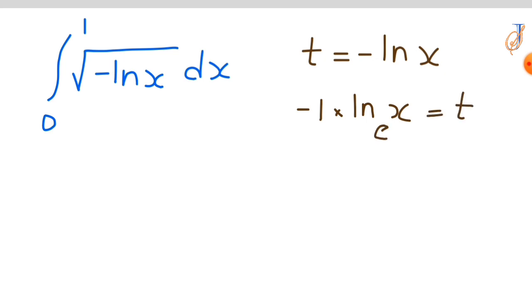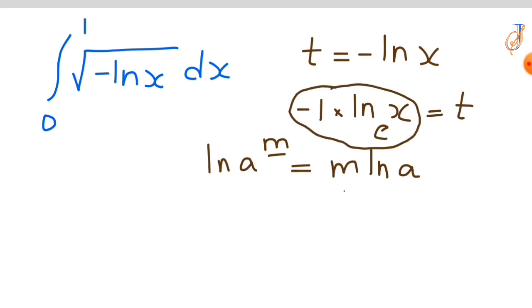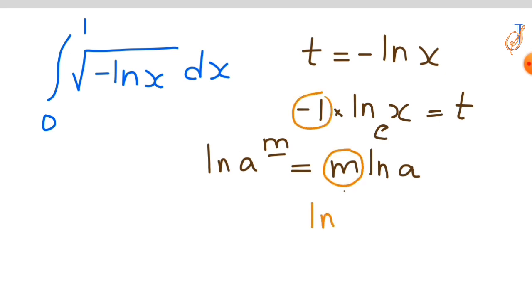Now recall one of the logarithm properties, that is log of a power m, we can write this as m times log a. That means whatever is in the power comes and stays in front. So now our minus 1 times ln x is in the form of m ln a. So now we have to write it in the form log a power m, with ln. Here m is minus 1. So just write x power minus 1 with base e, that is equal to t.